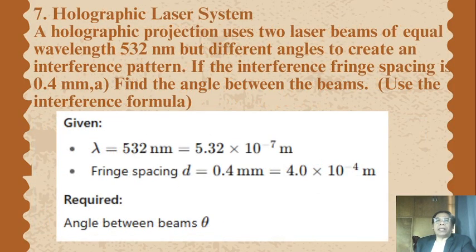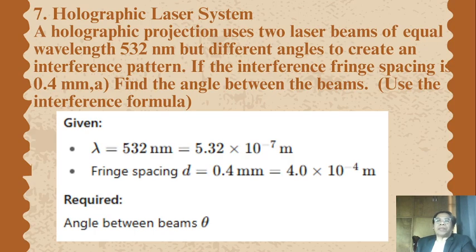Number 7, holographic laser system. A holographic projection uses two laser beams of equal wavelength, 532 nanometers, but different angles to create an interference pattern. If the interference fringe spacing is 0.4 millimeters, letter A. Find the angle between the beams.